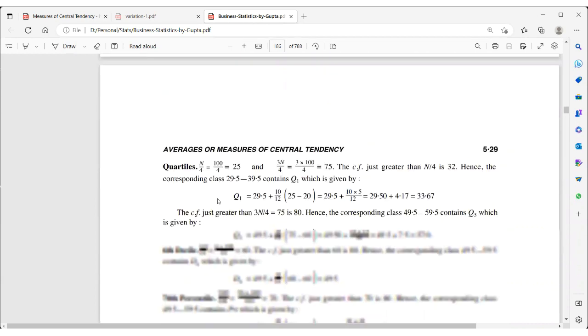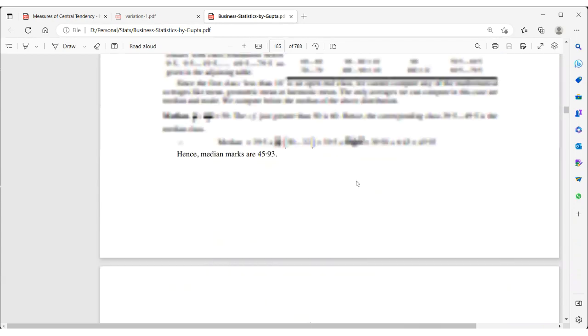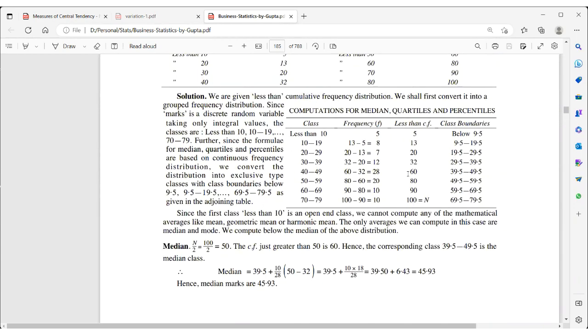Okay, D6, the D6 decile, right? So for the D6, what we do is 6n by 10. For decile, it is divided by 10. For quartile, it is divided by 4. For percentile, we divide by 100, right? In this way. Okay, this is the 6th decile, so we write 6n by 10. 6n is 100 by 10, it comes to be 60, right? In the similar way, find the value in the cumulative frequency column which is just greater than 60.